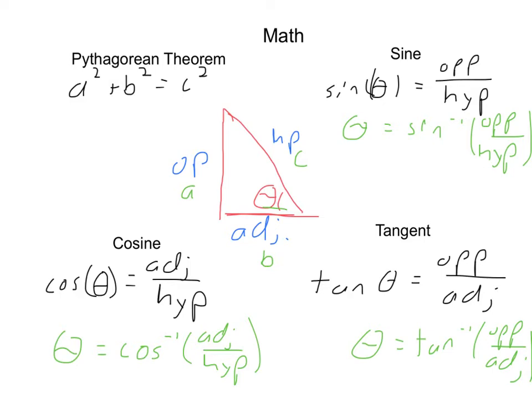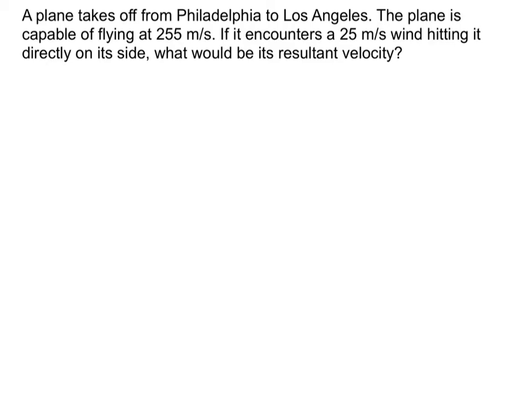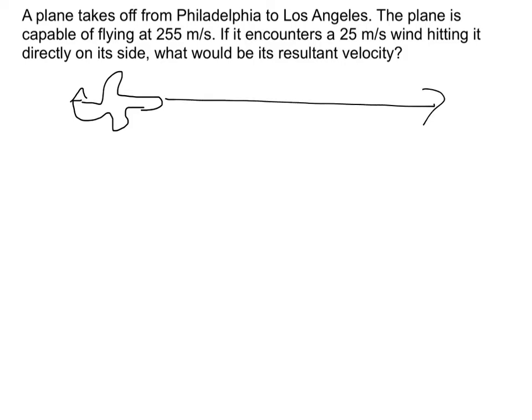All right, so a plane takes off from Philadelphia, flying to Los Angeles. Let me get a terrible plane here. Capable of flying 250 meters per second. So here we go, right, and encounters a 25 meter per second wind hitting directly on its side. Now I'm going to purposefully position that 25 meter per second vector at the tail to tip position over here.